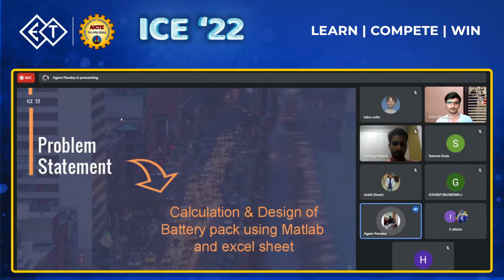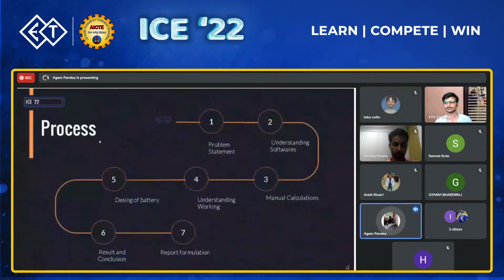The problem statement for the challenge was to calculate and design a battery pack using the tools MATLAB and an Excel sheet. We started with the problem statement and understood the software a little bit, to the point where we could actually analyze and design a battery pack. We did the manual calculations after doing some research and determining the better options. We understood the whole working of the battery pack, designed it using Simulink and MATLAB tools, came to a result which gave us a conclusion, and eventually formulated the report for the challenge.